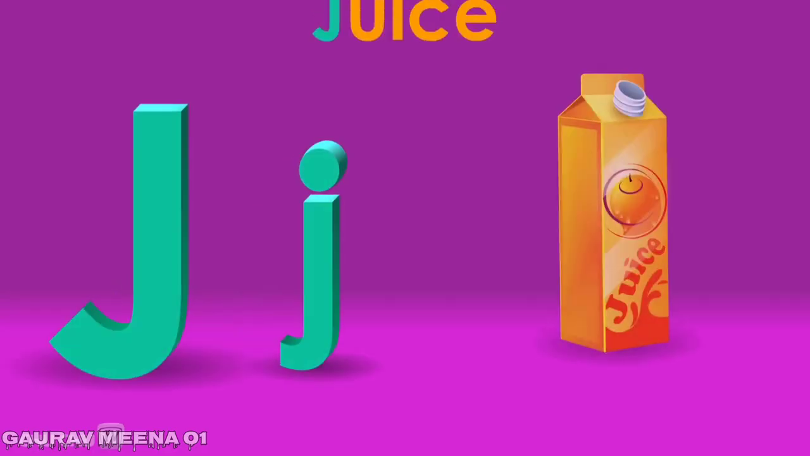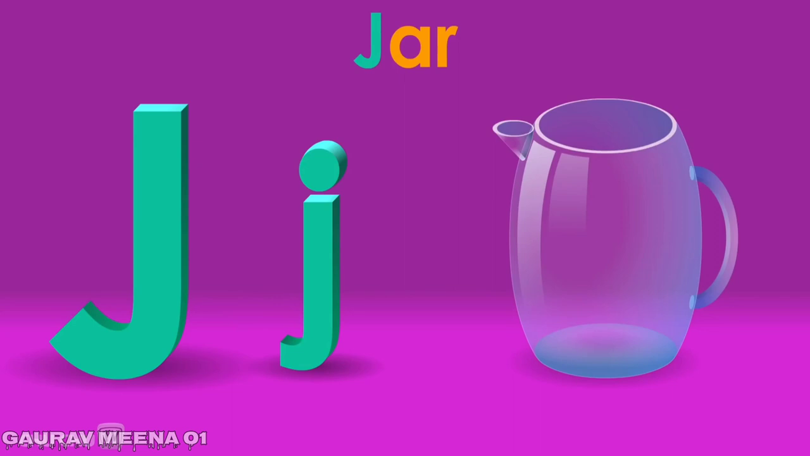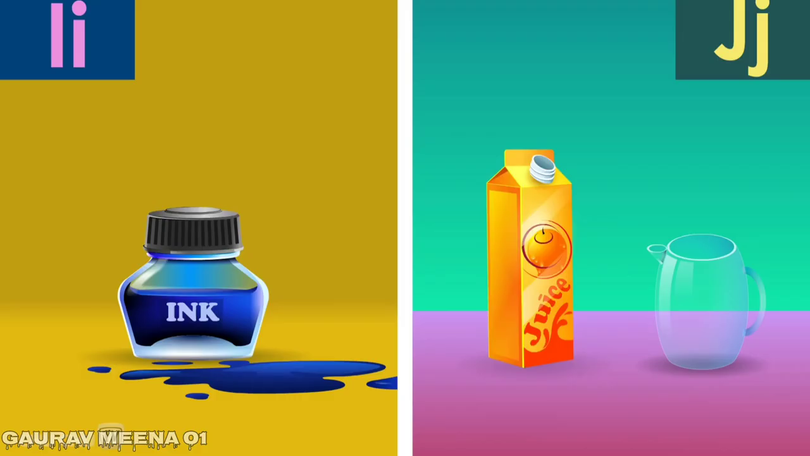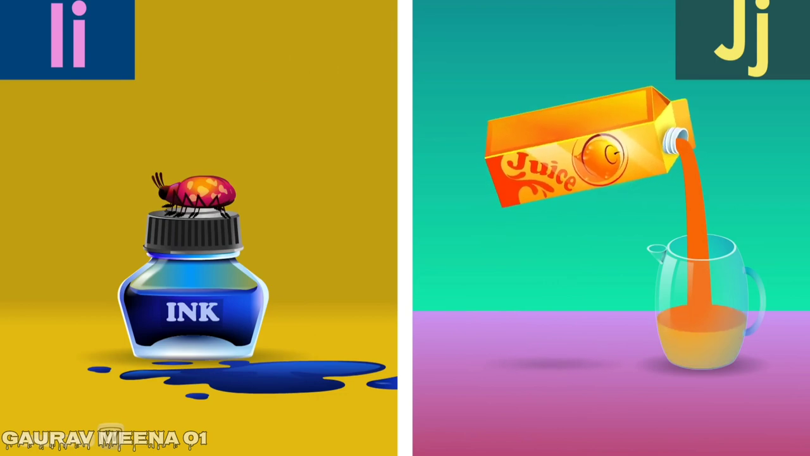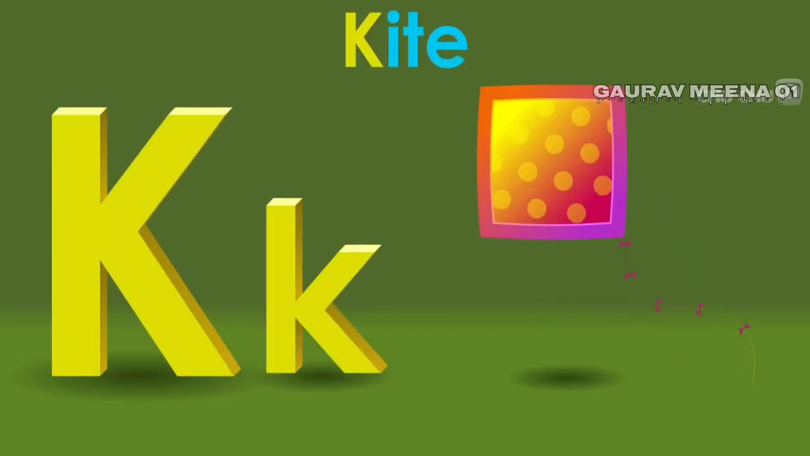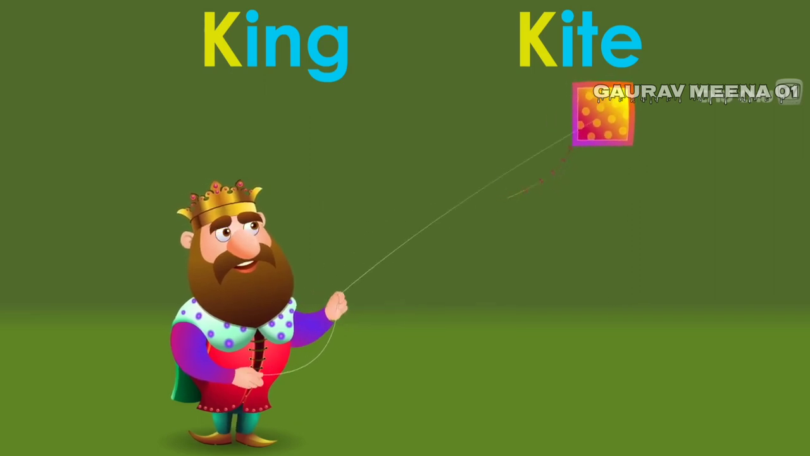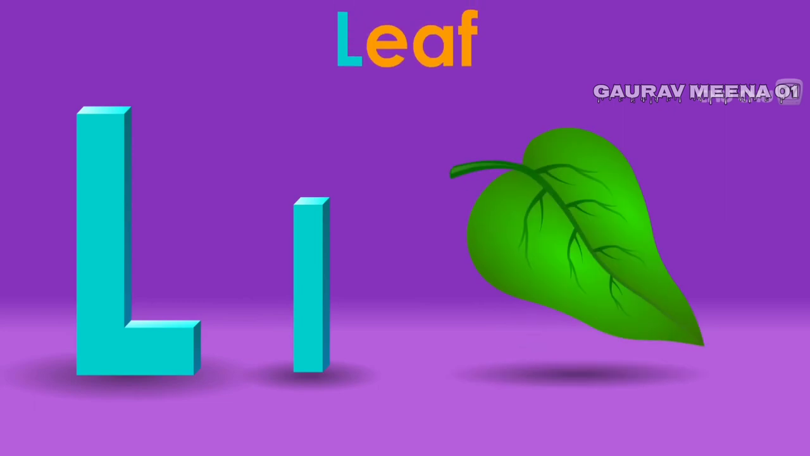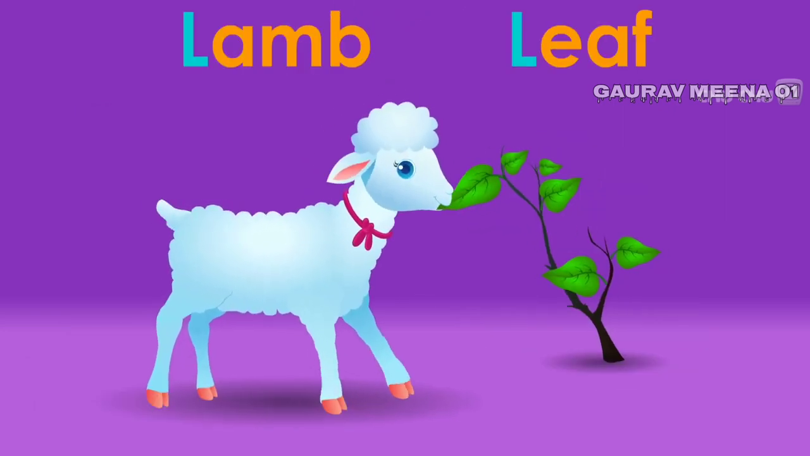J for juice, J for jar. K for king and K for kite. L for lamb, L for leaf.